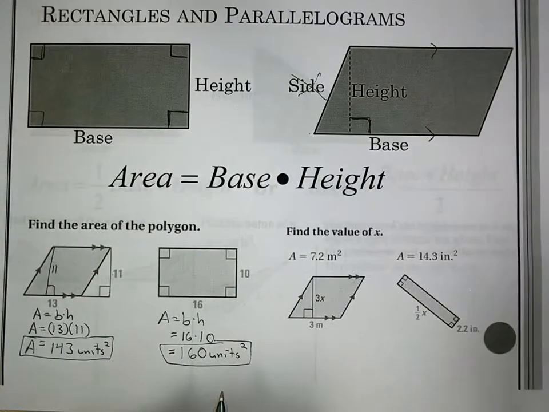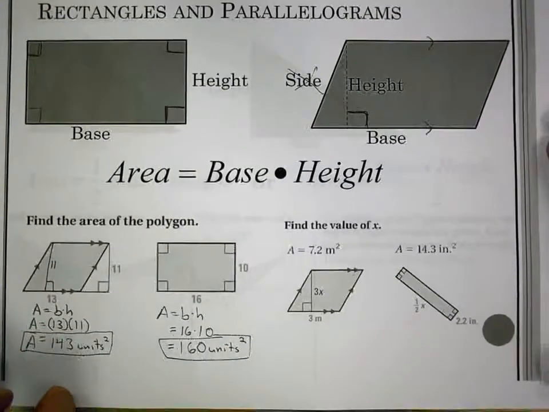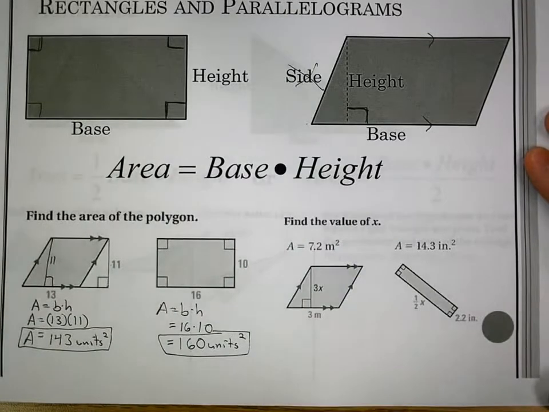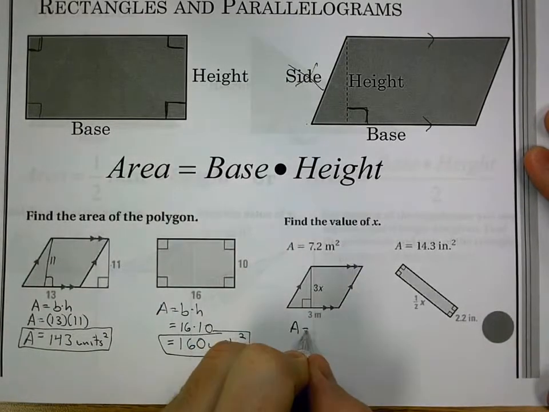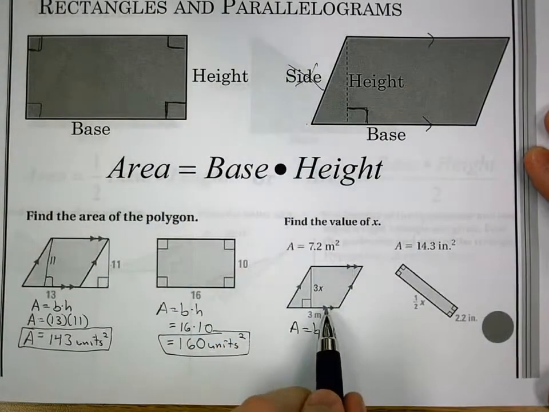Next two problems I've kind of added a little bit to it. Now they give me the area, and I need to solve for an unknown value. I still have to write my formula as I start. Area equals base times height because it's a parallelogram.